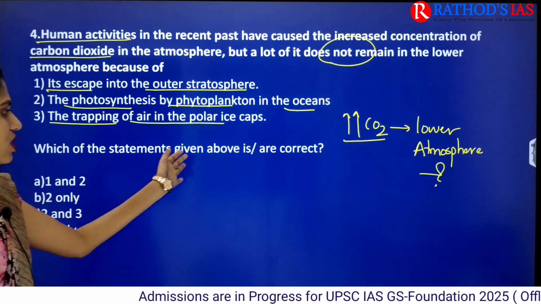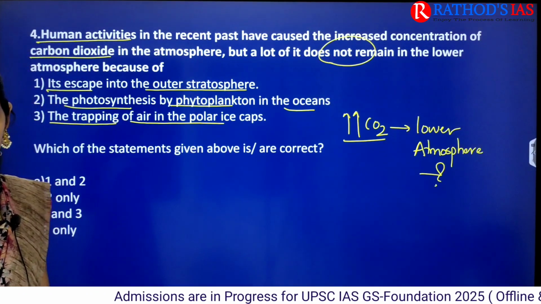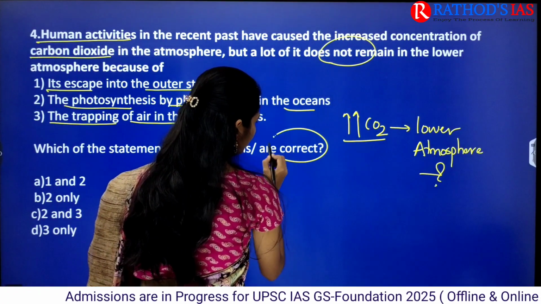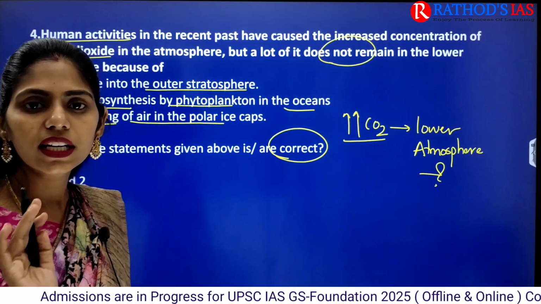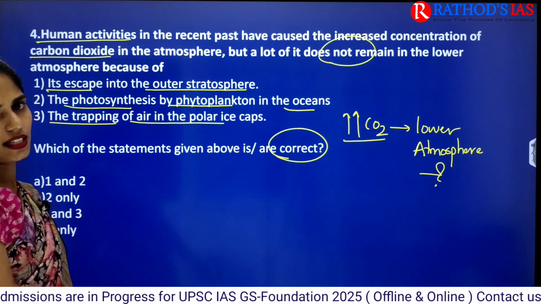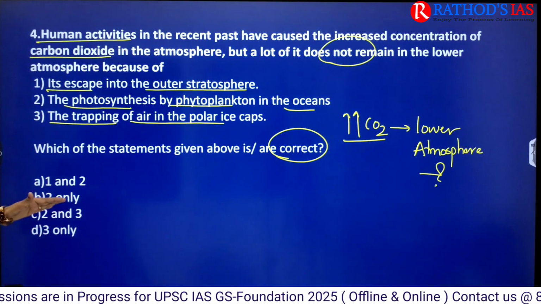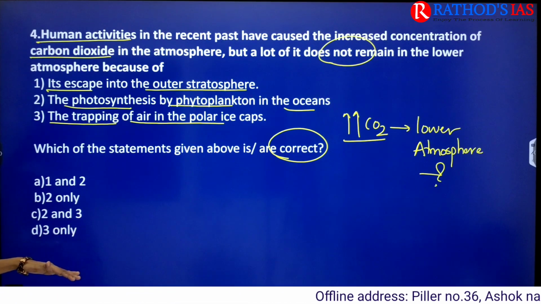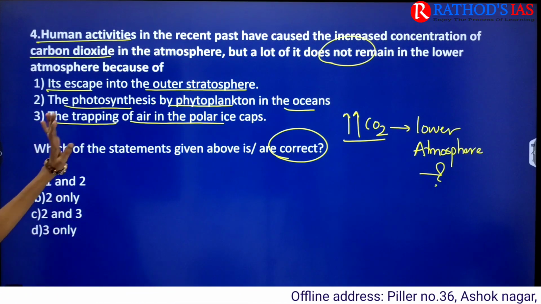Which of the statements given above are correct? Always you have to see whether the question is demanding to identify correct statements or incorrect statements. So it is asking for correct statements. Option A is 1 and 2, option B is 2 only, option C is 2 and 3, and option D is 3 only. So let us see.